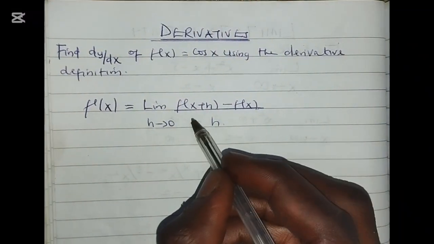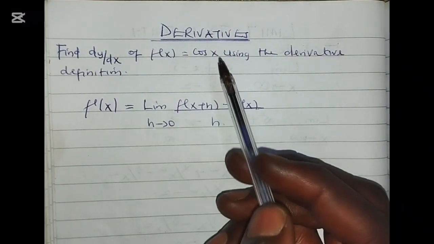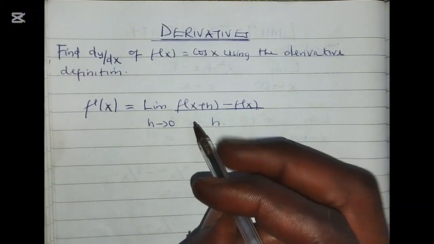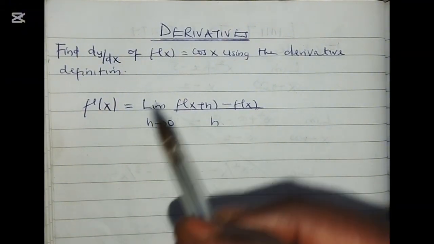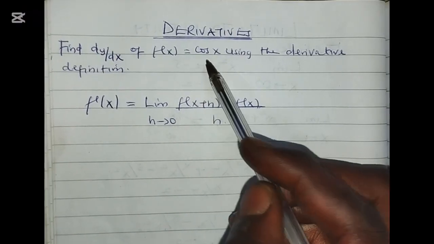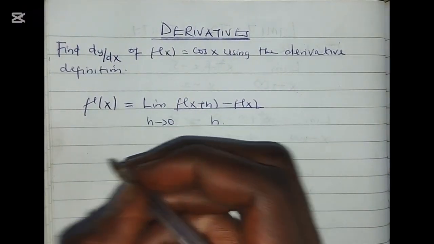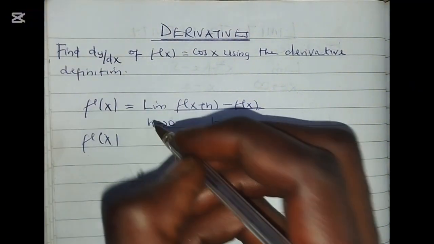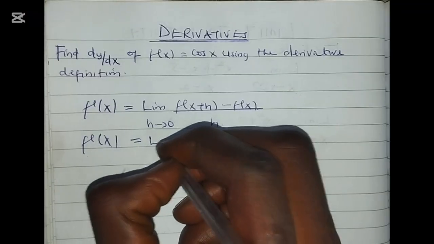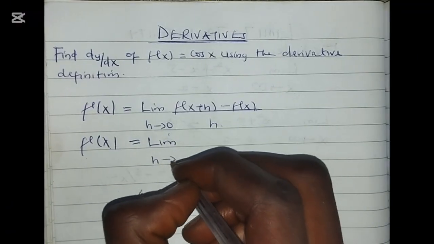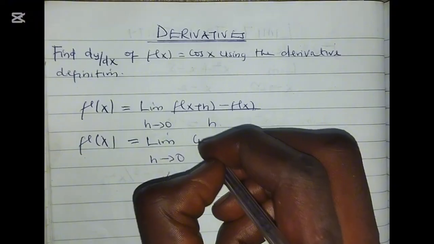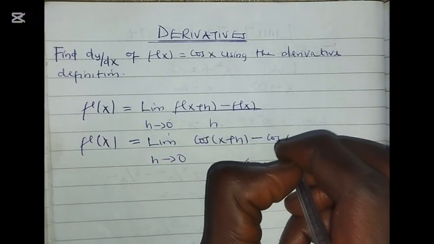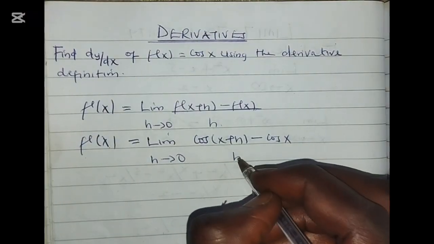So the first thing we do is find f(x + h). Now if f(x) is cos x, f(x + h) is cos(x + h), because whenever we find x in the question, we replace it by x + h. So we have f'(x) is equal to the limit as h approaches 0 of [cos(x + h) - cos x] all over h.